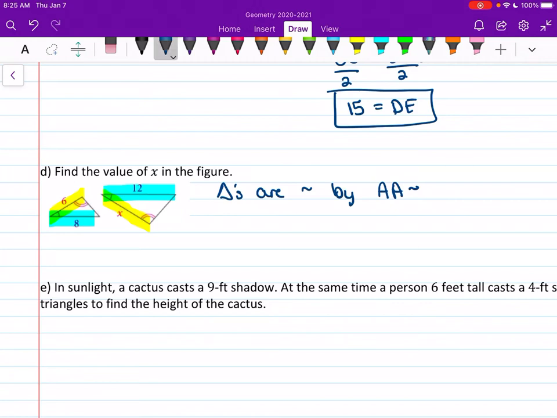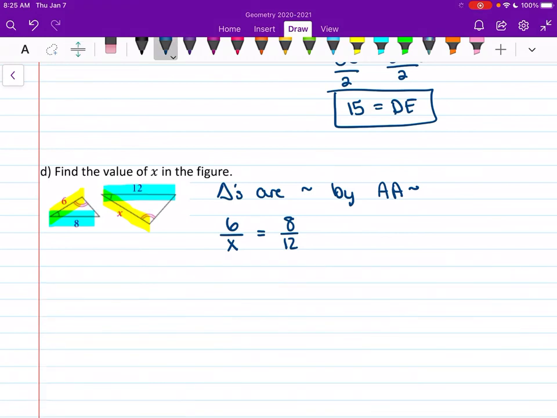Okay, so then when I set up my proportion, I'm going to go small triangle to big triangle equals small triangle to big triangle. And then I'm going to go ahead and cross multiply. So then I get 6 times 12. 6 times 12 is 72, I believe, equals 8x. Divide both sides by 8, and I get x equals 9. All right, fantastic.